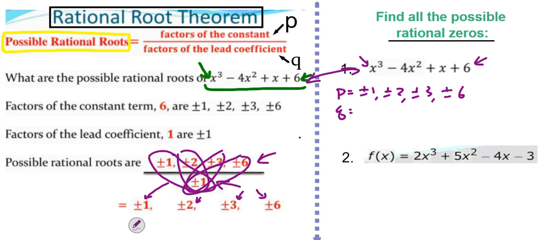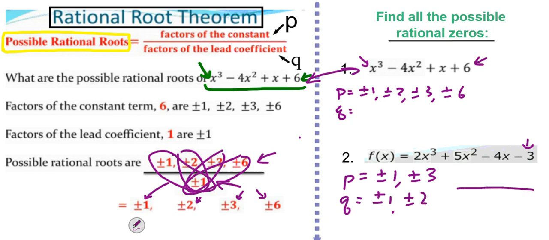It gets to be a little bit more tricky, like with this second example, where we'll have more than just one thing in the denominator. So here we go, let's do this one. P is going to give me what? Plus or minus 1, plus or minus 3. I like that, very simple. Q is going to give me plus or minus 1, plus or minus 2. And so P over Q, I could have plus or minus 1 or plus or minus 3.